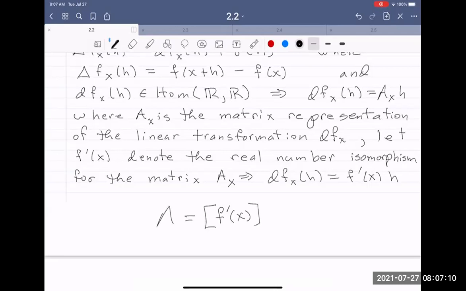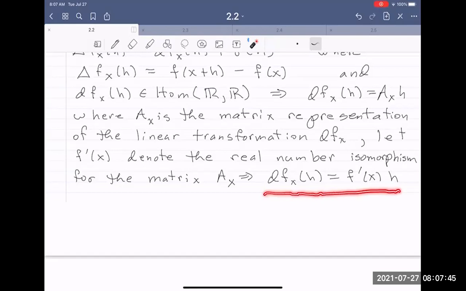So this matrix is just the number 3. It's just one number. And so I will represent this as just the number. And so we can represent the linear transformation df sub x at h as f prime at x times h.